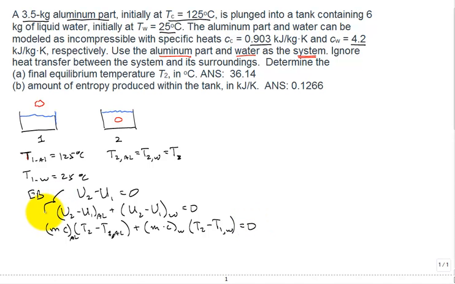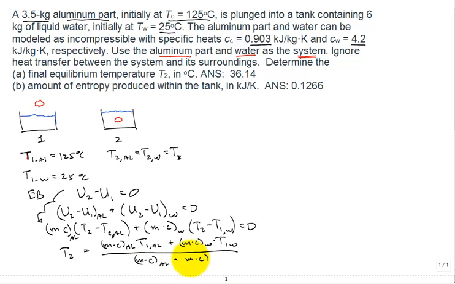So there's a couple steps here, but you need to get to this type of equation. Now you can solve for T2. T2 is equal to the mass times the specific heat of the aluminum times the initial temperature of the aluminum, plus the mass times the specific heat of the water times the initial temperature of the water, all divided by the mass times the specific heat of the aluminum plus the mass times the specific heat of the water. It's algebra, but when you look at it, this equation makes sense. It's like a weighted average. The weights are based on this mass times specific heat.